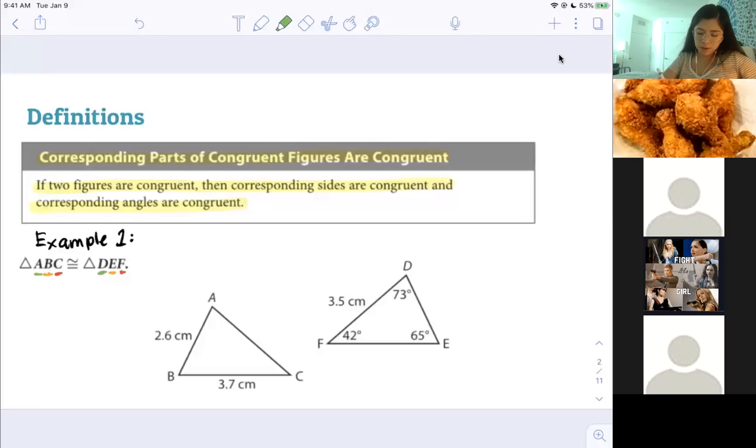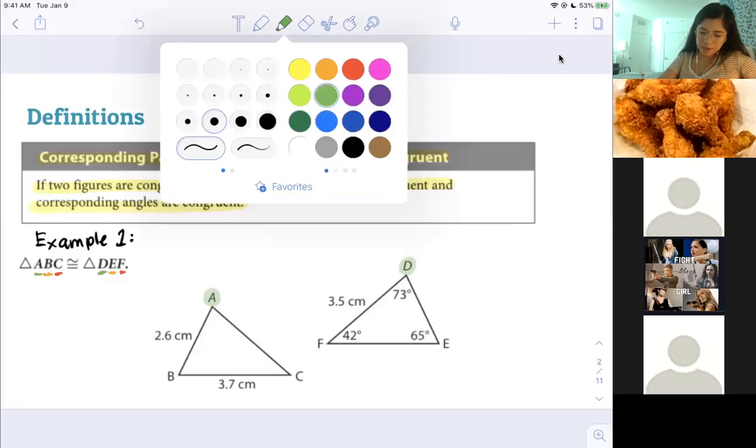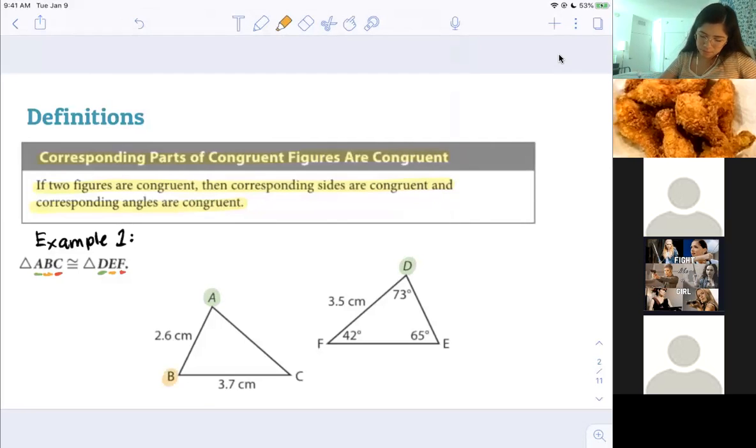So what is the corresponding part to A? D. What's the corresponding part to B? E. And then the corresponding part for C is F. Perfect. And since I know that these are congruent, since it told us that it's congruent, write the definition and then the example, you're going to copy down these two triangles. They don't have to look perfect, but we're going to copy them down.